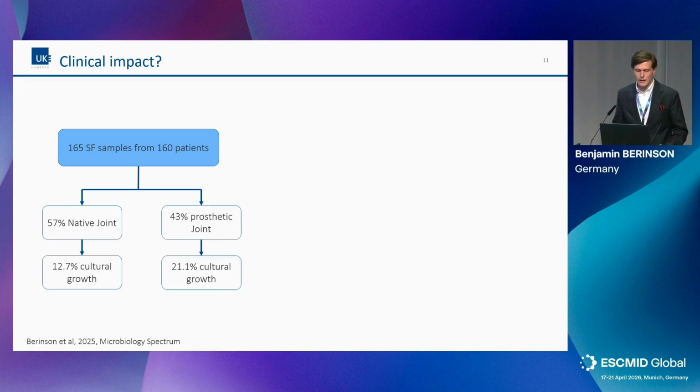To present our cohort quickly, we had 165 synovial fluid samples from 160 different patients, and 57% of those came from native joints. Here we could identify cultural growth in 12.7% of the cases. On the other hand, we had 43% prosthetic joints, and there we could identify pathogens in 21.1% of the cases.